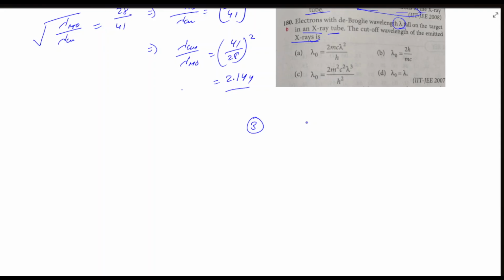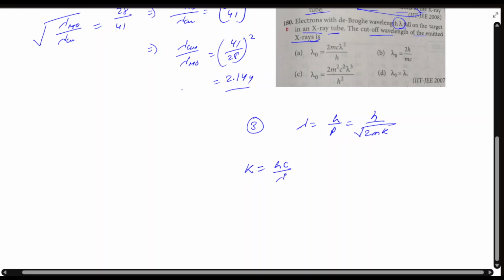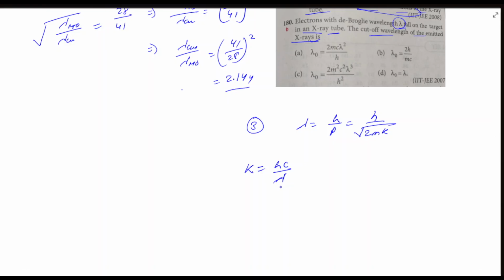So let's check. We know the de Broglie wavelength lambda equals h upon p, and p we can write as root 2mK, where K is the kinetic energy of the electron. Now we need to find the wavelength of the X-ray. The kinetic energy of the electron must equal the energy of the photon, because the electron is going to lose all its energy, and hence we get the wavelength.